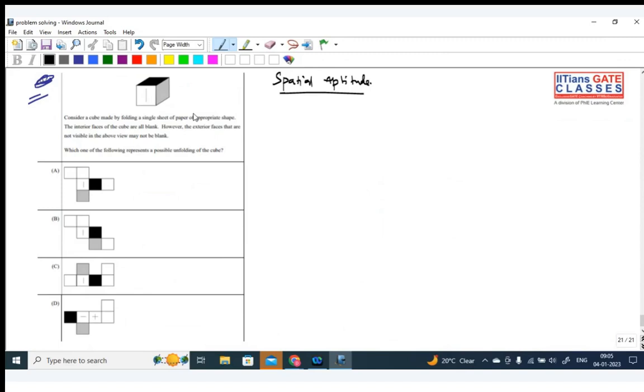This side is visible, right? The back side may not be visible, that is what they have said. The back side is there, it may not be visible, and may not be blank. So which of the following represents a possible unfolding of the cube? If you are going to unfold it, which one is going to be correct? Tell me, guys.